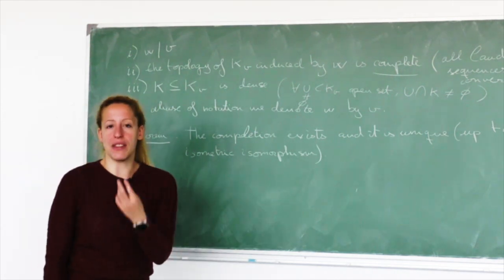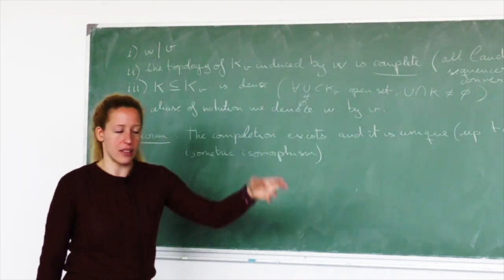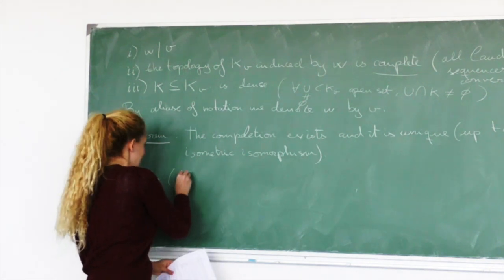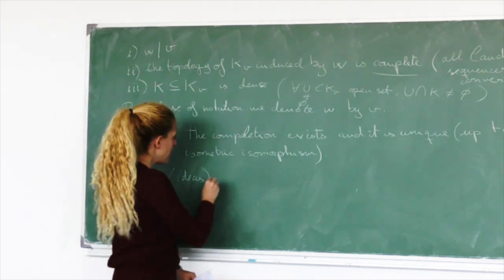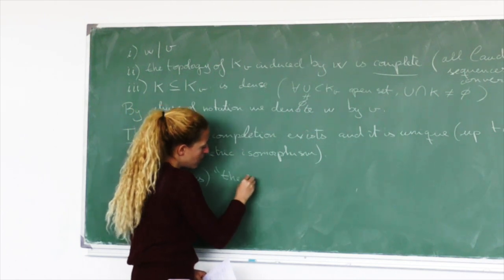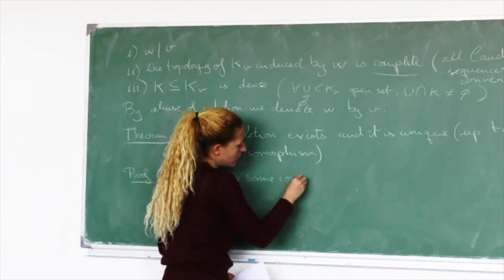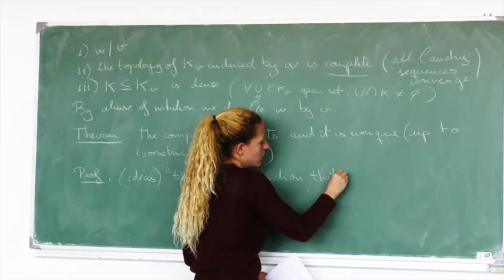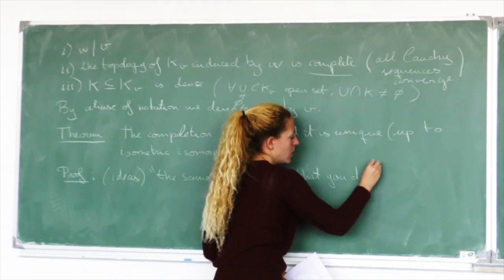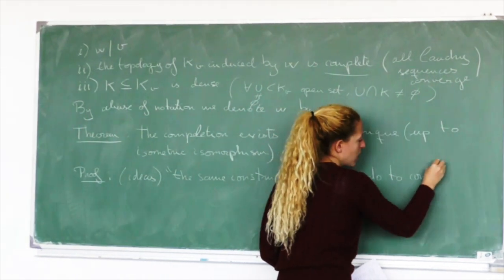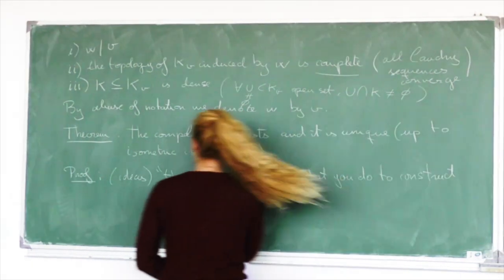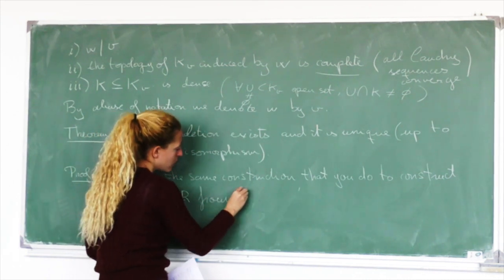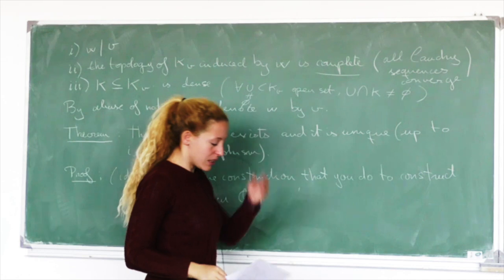But I want to give you some ideas. I don't want to just say, look at the references. So which ones are the ideas? It's not the proof, but ideas, right? It is the same construction that you do to construct the reals from the rationals. So let me be a little bit more precise.